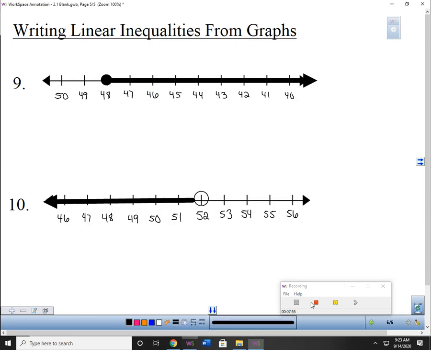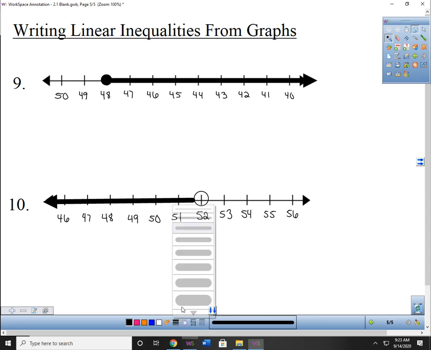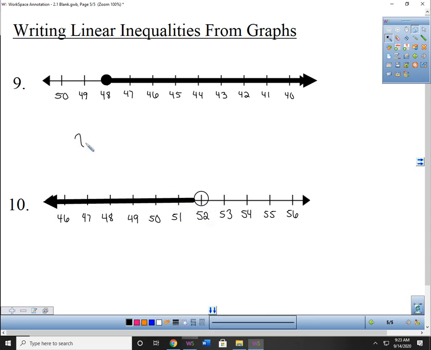All right, now we're going to take the graph and we're going to write the inequality. So you know that you have to have a variable. I don't like how thick that is. All right, you know you have a variable. And then you're always going to look at where your number is. Your number is at 48, so that's going to be your number. I always start there. That way you have the number you're on. And then you just have to decide what kind of inequality symbol you have.